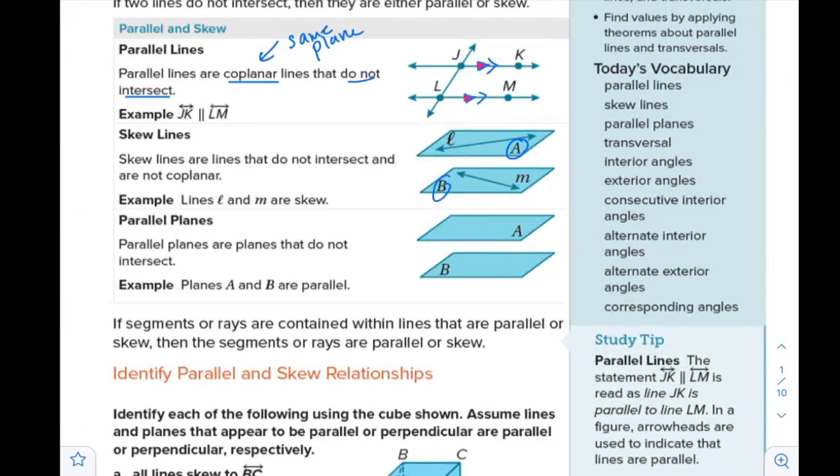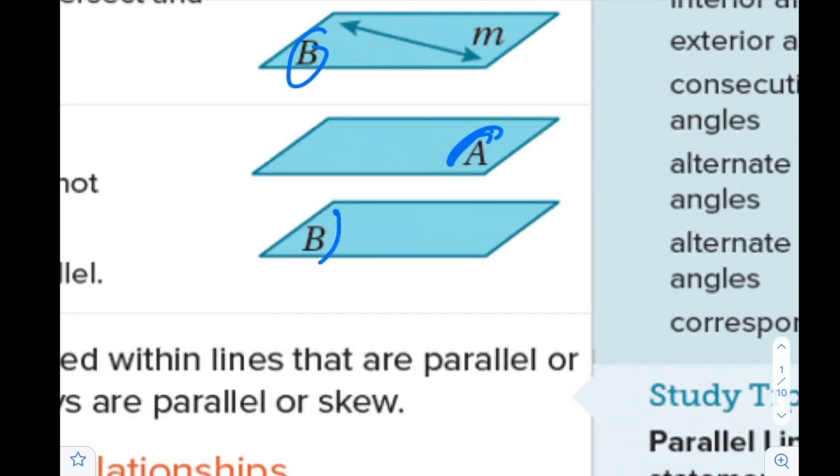Now, what are parallel planes? Parallel planes are planes that do not intersect. لا يلتقيان. For example, here plane A, plane B are parallel. Just a reminder, how can we name the plane? We can name the plane with a capital letter at the corner as they have done here, or we can name the plane using three non-collinear points. For example, here if you have points X, Y, Z, we can say also that this plane can be named as plane XYZ, in addition to naming it as plane B.